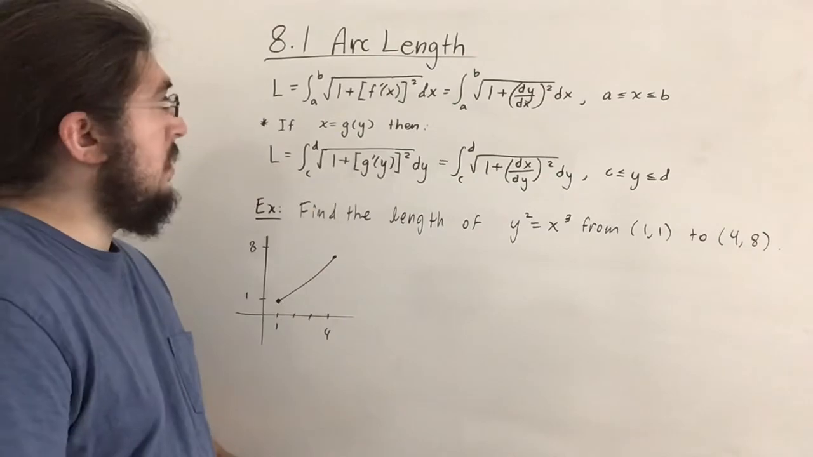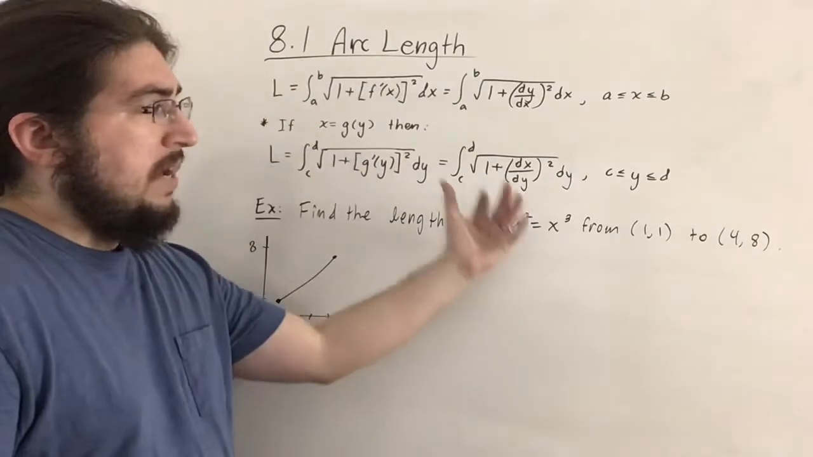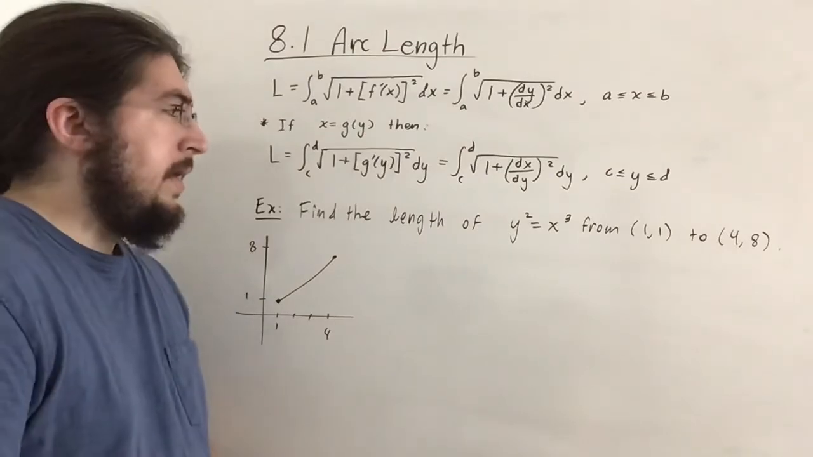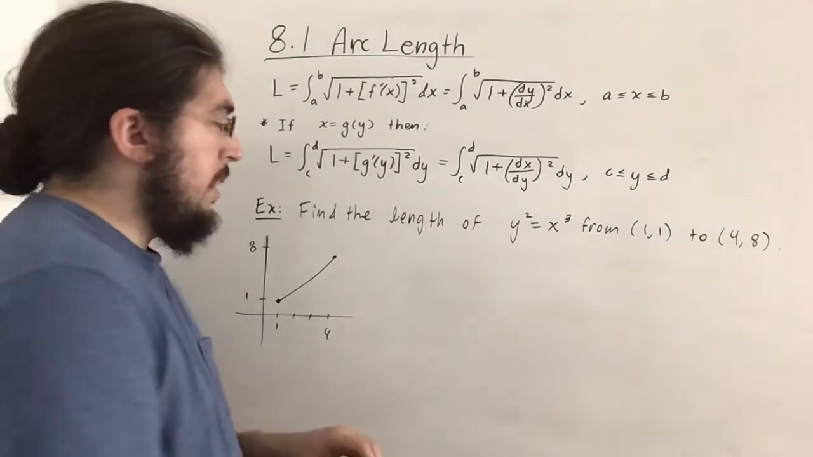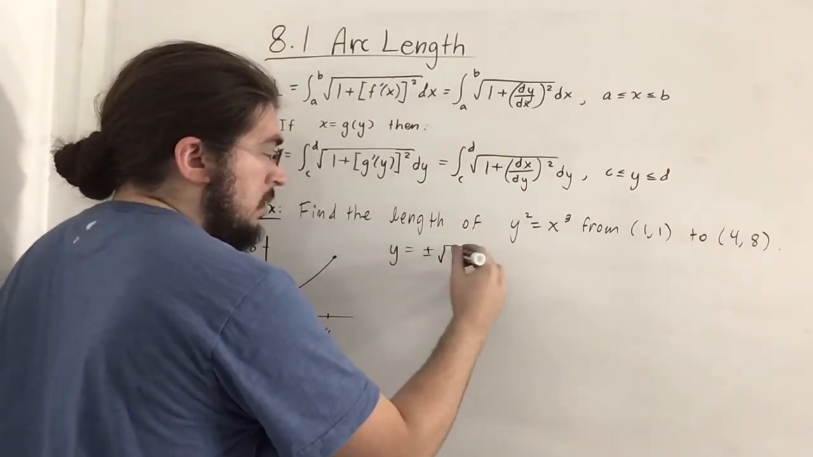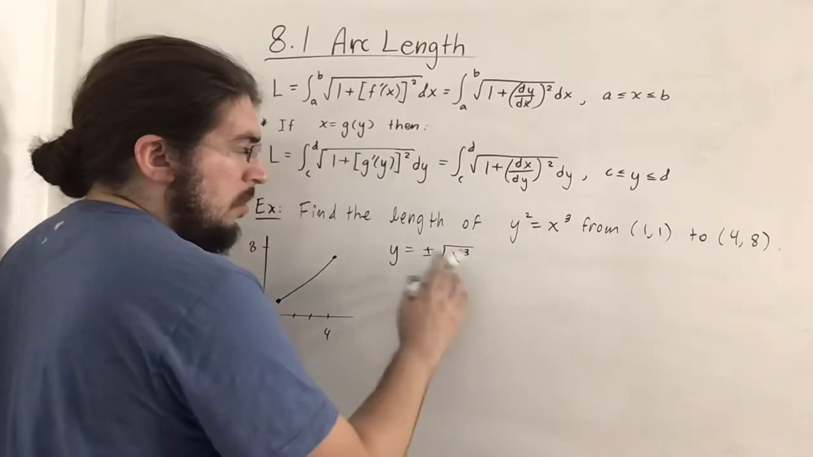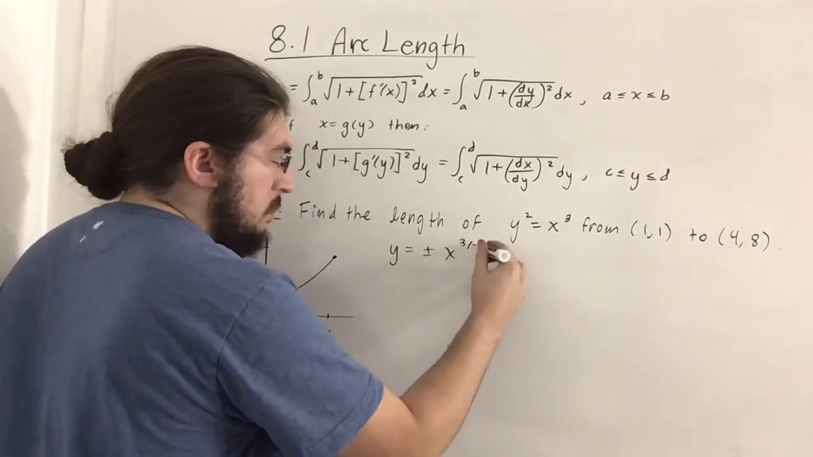The only issue is that we have to make our decision. Do we use y in terms of x or x in terms of y? And as it turns out, they're both going to be the same. Now, when you get y in terms of x, if you square root both sides, you get plus or minus the square root of x to the third. Notice that's just x to the 3/2, is what I meant to say.